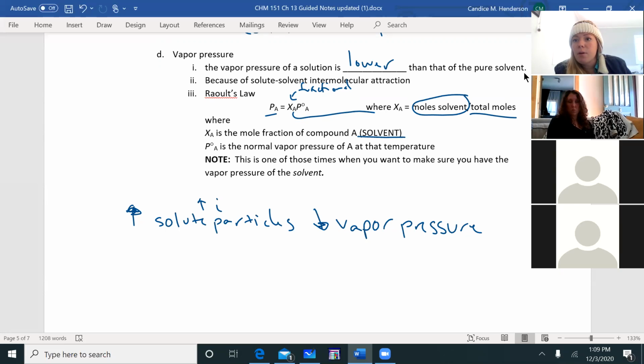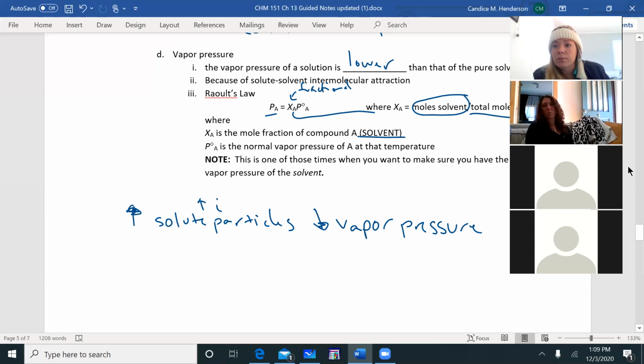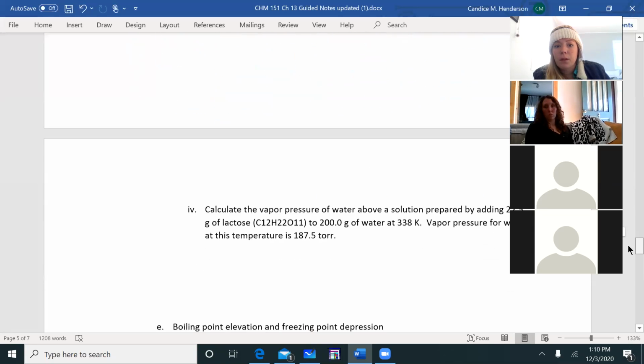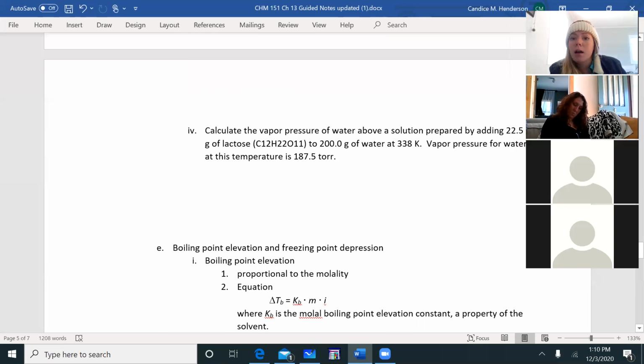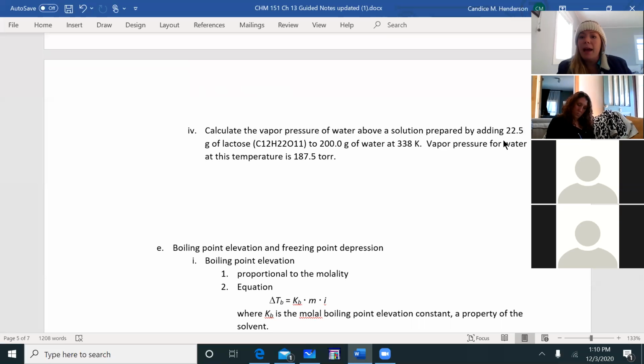So let's look at an example of this here. It says calculate the vapor pressure of water above a solution prepared by adding 22.5 grams of lactose, and this is the formula for lactose, to 200 grams of water at 338 Kelvin. And it says the vapor pressure of water at this temperature is 187.5 torr.